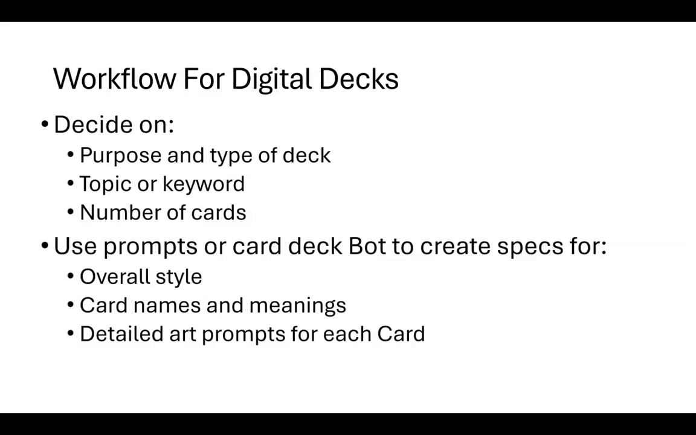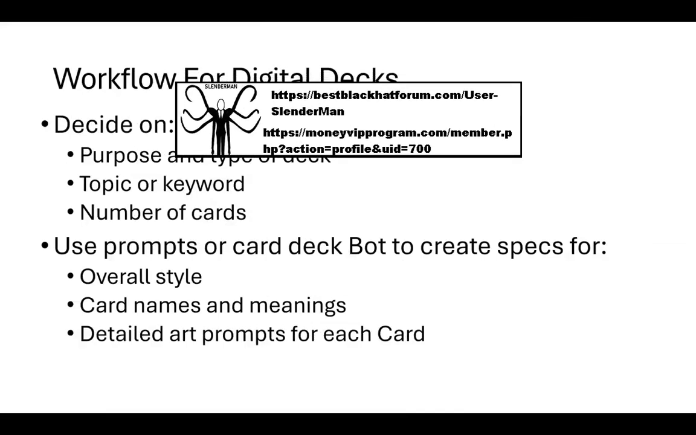So when you get started with this, you're going to decide on the purpose and type of deck, your topic or keyword, and how many cards you want in the deck. And then you will use the included prompts or the included bot. And what that's going to do, it's going to almost instantly create information. Once you just put in your topic and the number of cards you want, it's going to tell you a great overall style for your deck look, all the card names and meanings.